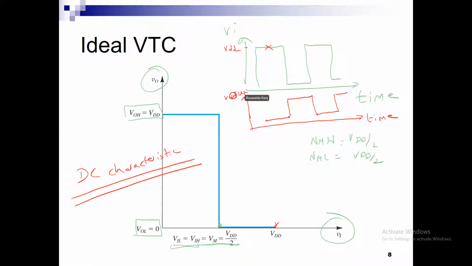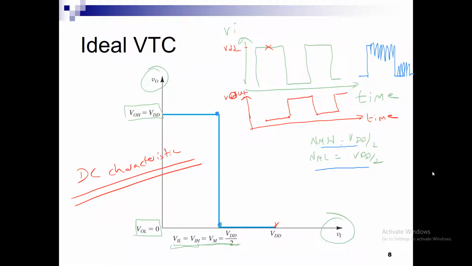When we say that the noise margin high is equal to VDD over 2, and the noise margin low equals VDD over 2, this means that I can tolerate an input signal that has fluctuations as high as VDD over 2 in both directions, and my output will still be perfectly the same. So this means I can tolerate noise up to the midpoint while my output will still be VDD if I give it enough time to respond. Okay, so these are the ideal characteristics. Does anybody have any questions?